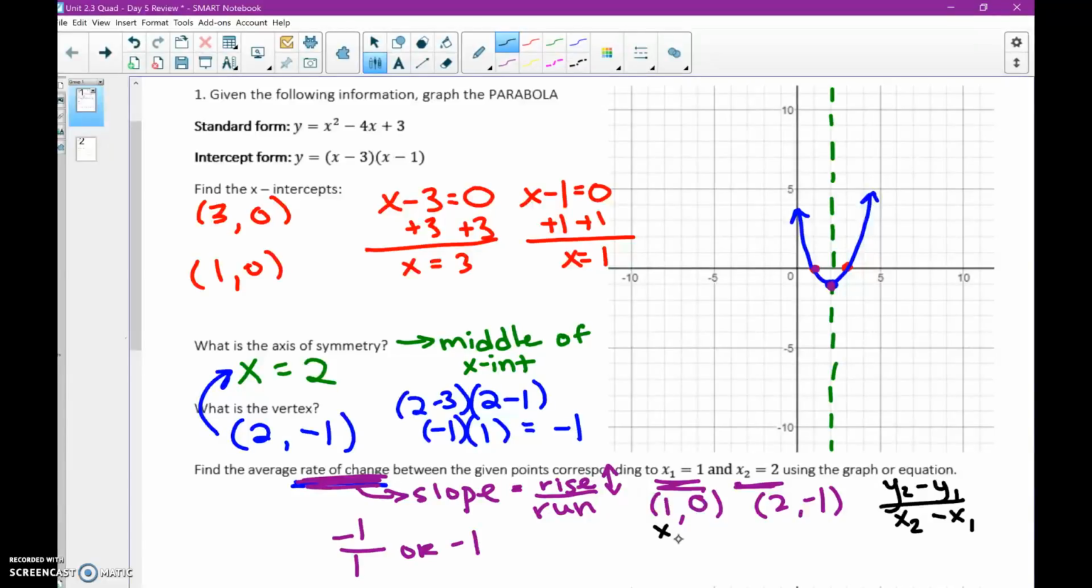I'm going to label my points here. I have x1, y1, x2, y2. And then it's just a matter of plugging in. Just be really careful with those negatives. So I have negative 1 minus 0 divided by 2 minus 1. Looks like I'm going to get the exact same thing, negative 1 over 1. So there's my slope for that one.